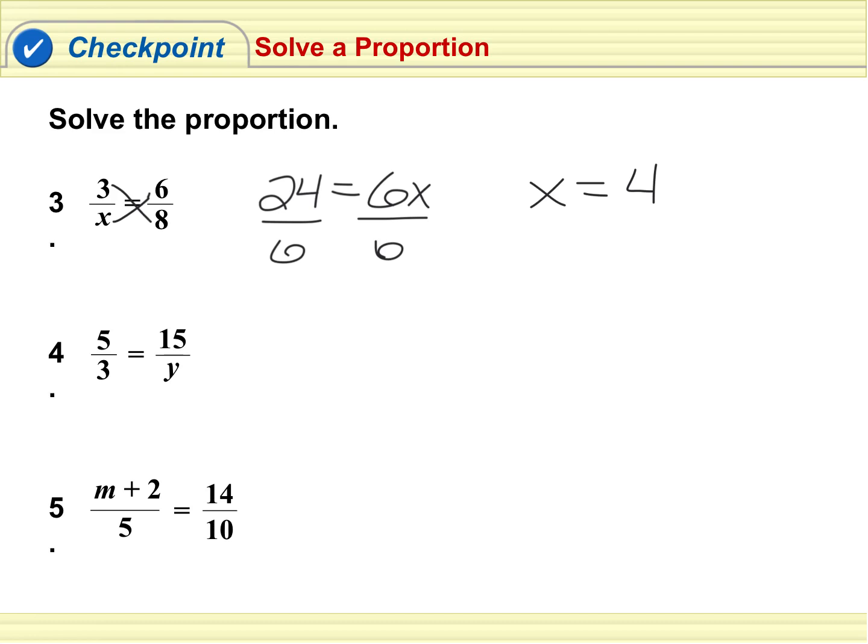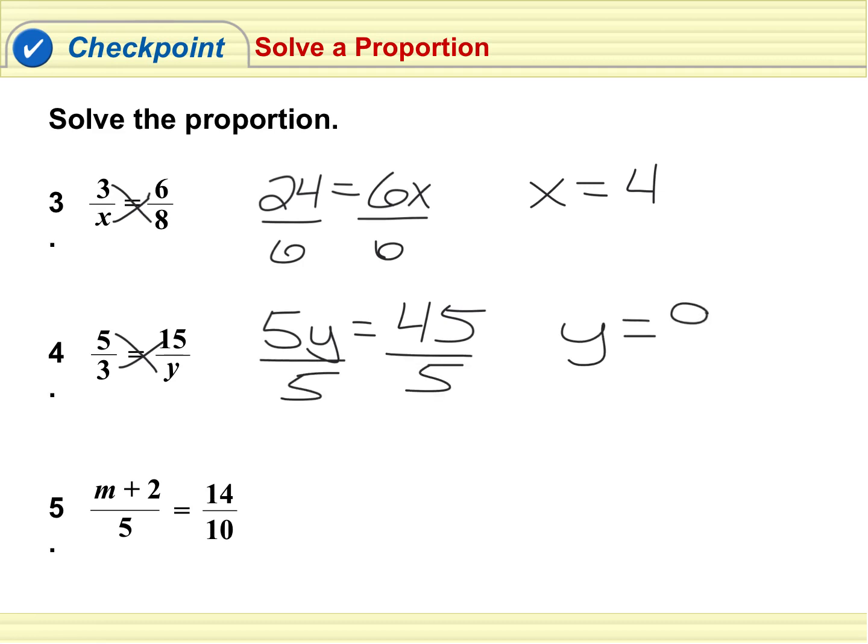Number 4, cross multiply, we get 5 times y, 5y. And then 3 times 15, 45. Last step, divide by 5. So y equals 9.